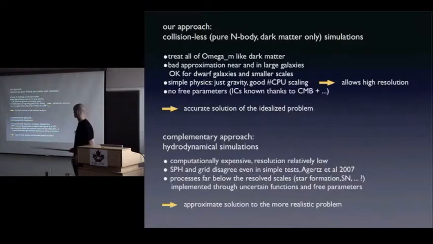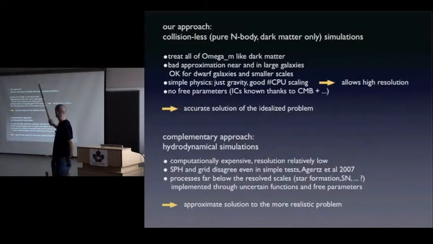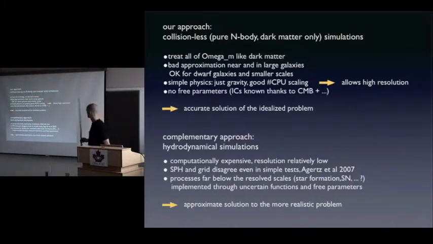So our approach to simulating structure formation is so-called collisionless or pure N-body or dark matter only simulations. The big approximation here is that we just treat all of the omega m as dark matter. So we ignore that about a sixth of this is actually baryons. We just treat everything as collisionless dark matter, which is of course a bad approximation near and inside large galaxies, but it's okay for dark matter dominated systems like dwarfs. And of course it's fine on even smaller scales where the halos are thought to be completely dark. So there's practically only dark matter in there.